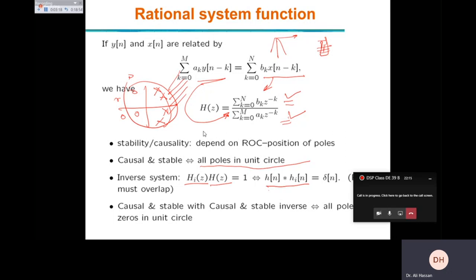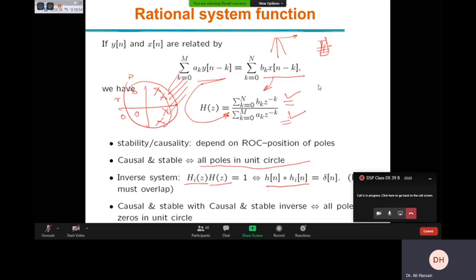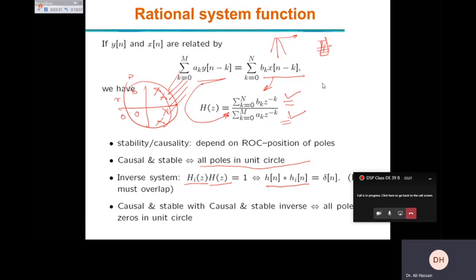So inverse systems are important, where once you take the reciprocal of a system, your zeros become poles and poles become zeros. So for an inverse system, you need to design a system where all poles and zeros must be inside the unit circle, so that once you take the inverse, you still get a stable system. So the last point says causal and stable. With a causal and stable inverse, all poles and zeros should be inside the unit circle. So this is trivial. And for a system, as it says here, you have H(z), then you have Hi(z).